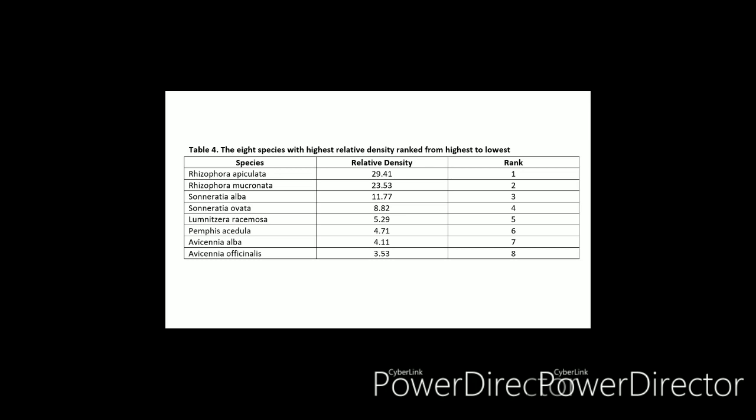We have species Lumnitzera racemosa with a relative density of 5.29, which is rank 5. And we have species Pemphis acidula with a relative density of 4.71, which is rank 6. And we have Avicennia alba with a relative density of 4.11, rank 7. And last but not the least, Avicennia officinalis with 3.53, which is rank 8.